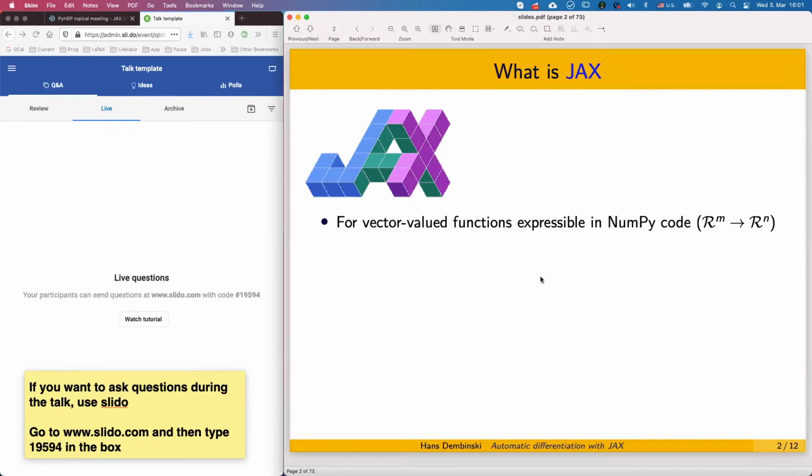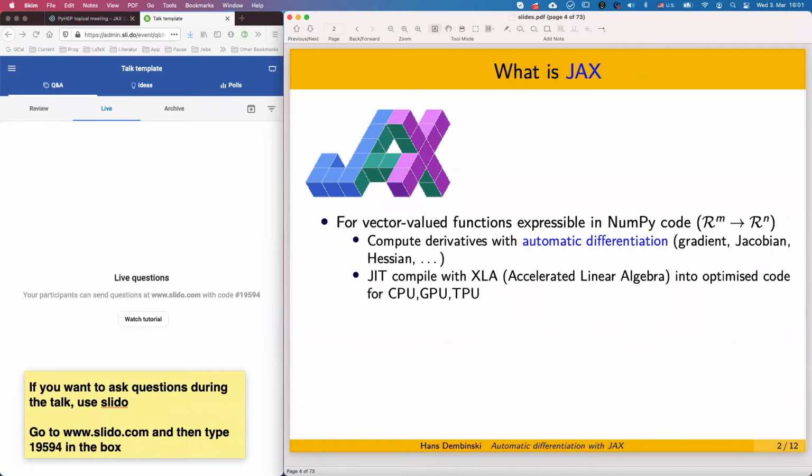So what is JAX? It's a module that allows you to do transforms, quite generally, of vector valued functions. So everything you can normally express in NumPy code that maps from some real number vector to another real number vector. It doesn't have to be the same dimension. This is the general thing it does. And in particular, one of these transforms is to compute derivatives. It can do this automatic differentiation that we will look into here. And this you can use to compute a gradient or a Jacobian or a Hessian.